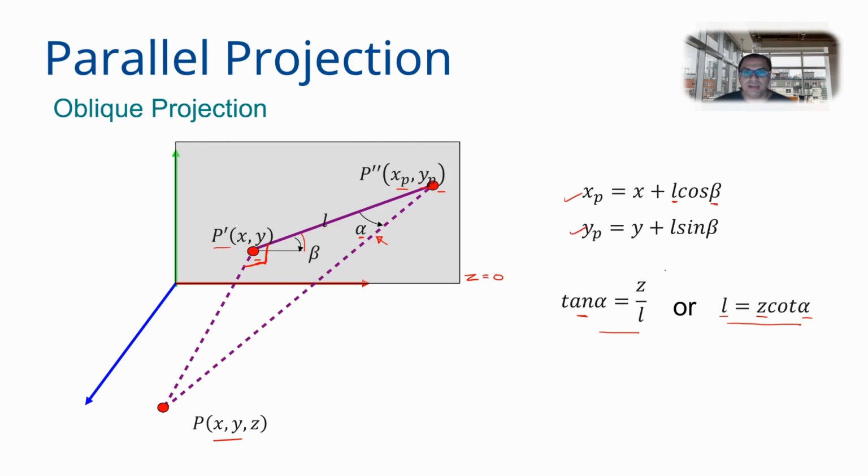Now I will leave it up to you to construct a matrix that does the following: given the point (x, y, z, 1), it computes (xp, yp, 0, 1). You can assume that alpha and beta are known to you.